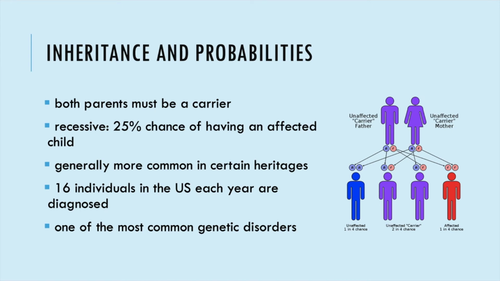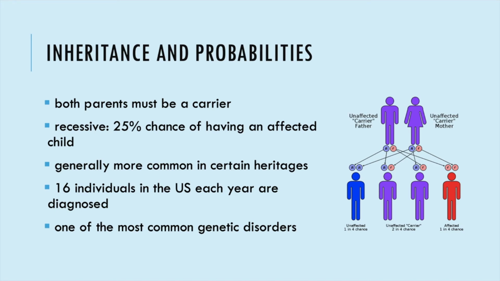In terms of inheritance and probabilities, both parents must be a carrier because it is a recessive disease. So if both parents are a carrier, there's a 25% chance of having a child who's affected by the disease and shows the signs and symptoms of Tay-Sachs disease. And the diagram to the right describes why it's 25% for probability.